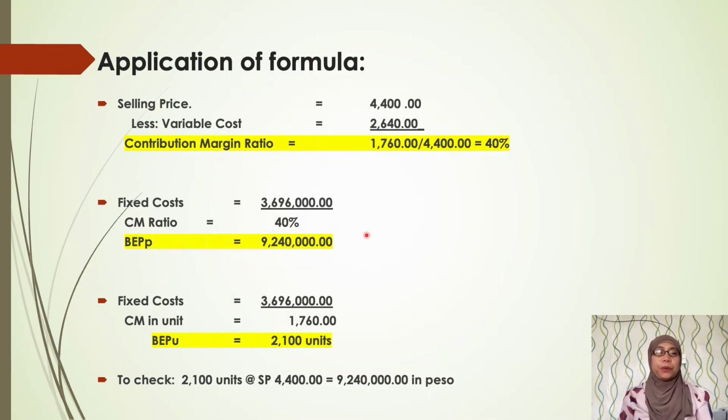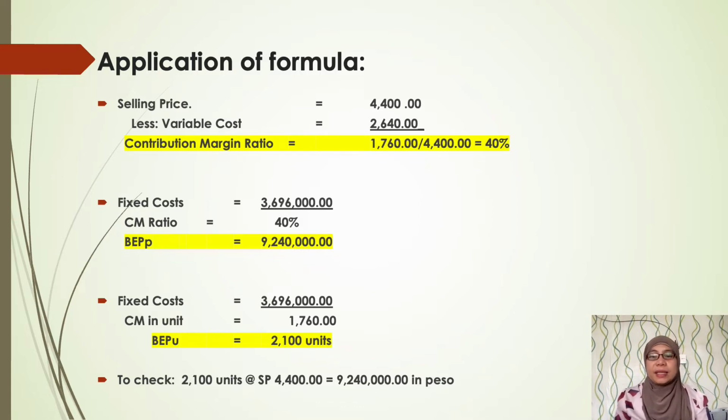And for number 2, we are looking for break-even point in peso. Fixed cost is 3,696,000 over contribution margin ratio of 40%, we will get 9,240,000 break-even point in peso. So that is the answer for number 2. And for number 3, fixed cost is 3,696,000 over contribution margin per unit of 1,760, we will get a break-even point of 2,100 units.